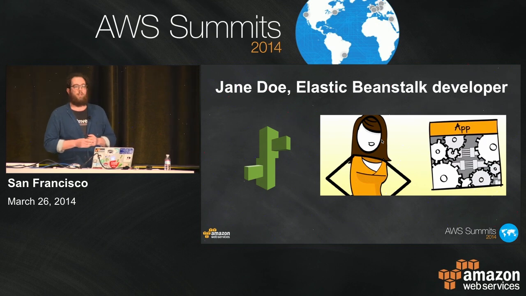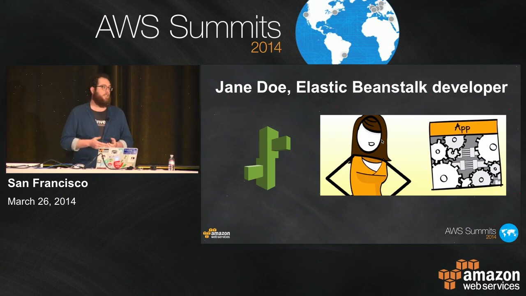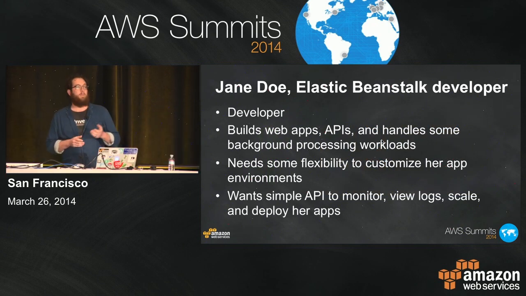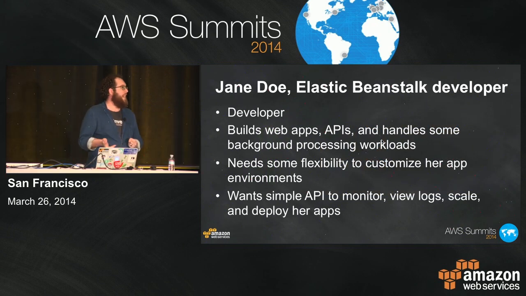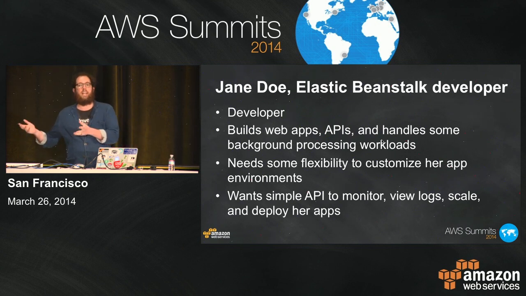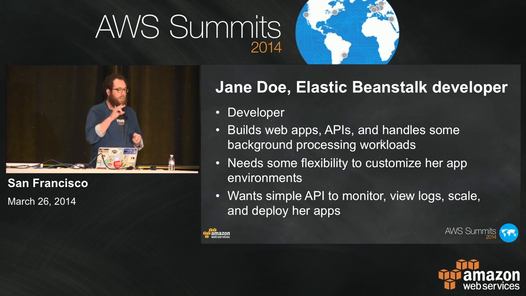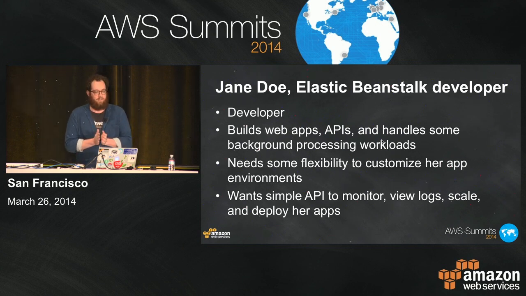My persona for Beanstalk is Jane Doe. Jane is a developer. She builds applications, and sometimes they're web-facing front ends. They could be APIs. And then occasionally, Jane needs to build apps that do background processing. This could be sending an email asynchronously, or generating a report like a PDF, things that don't really need to be in the request-response lifecycle of a web application. Those are the three big types of applications that she develops. She needs some flexibility to customize the environment that her application runs in.